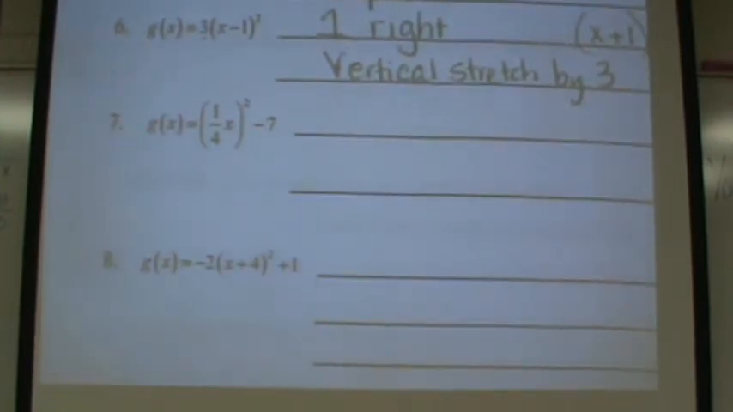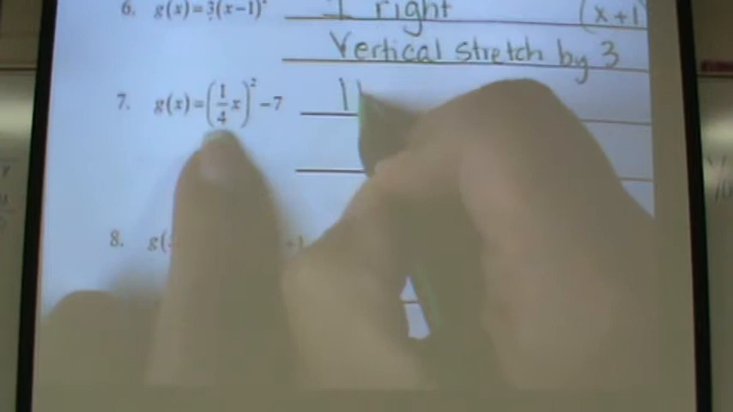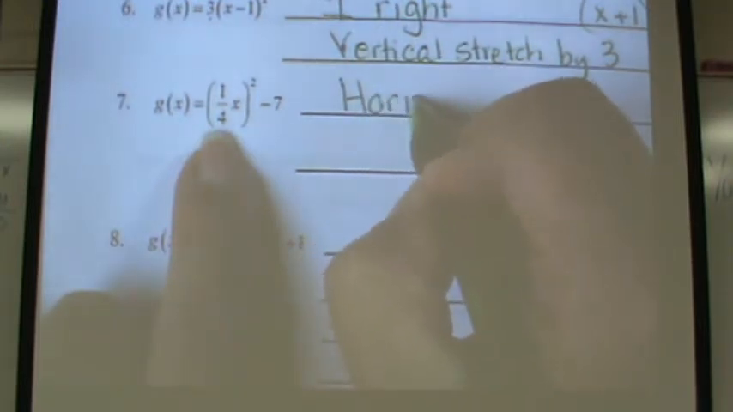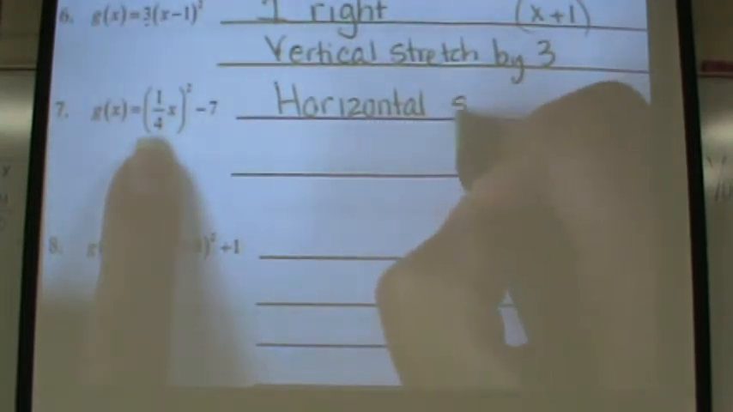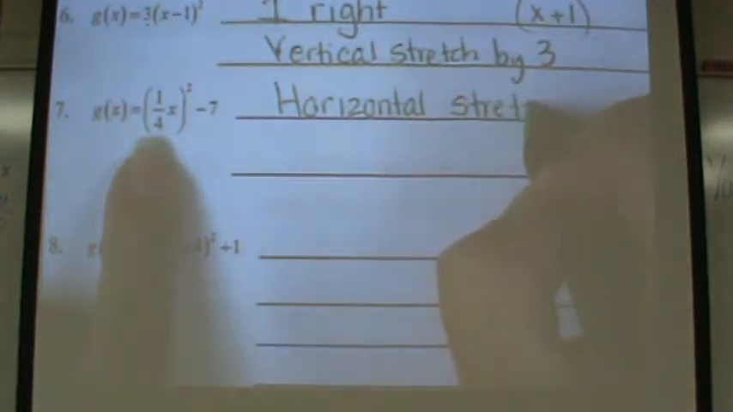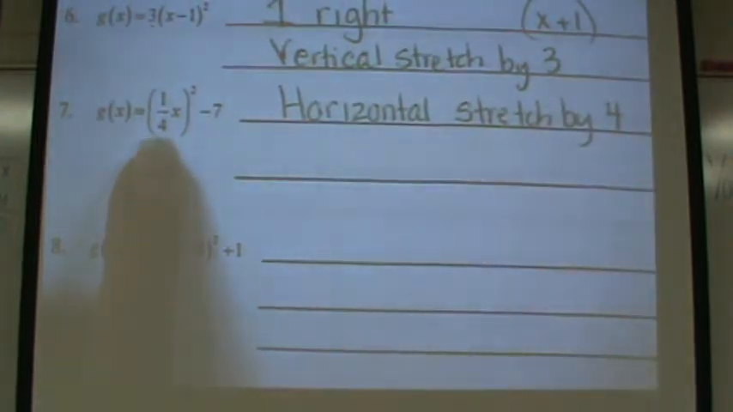Number 7, what letters do we have to deal with? An A and a D. A and a D, good. What's A? Horizontal stretch by 4. Good, horizontal stretch by what? 4. Good. You guys got this. Horizontal stretch by 4.